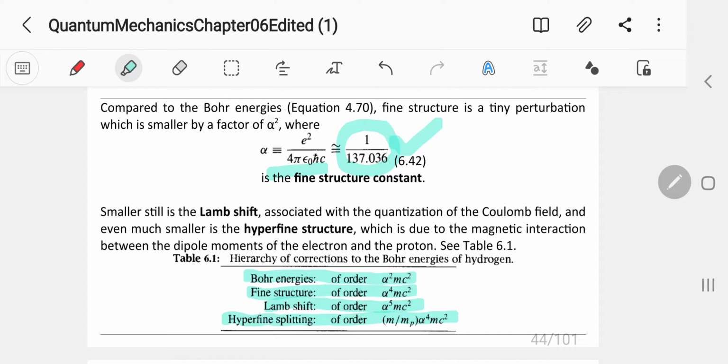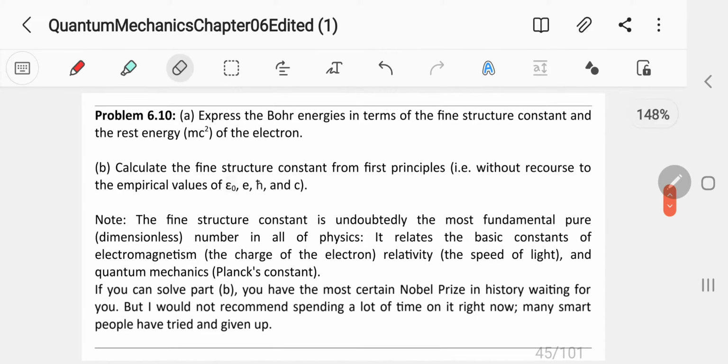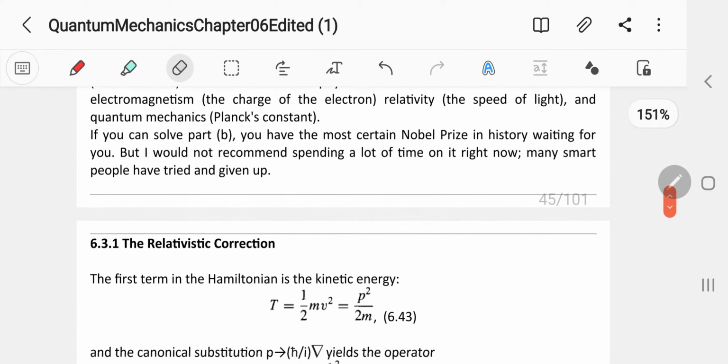By the way, m over mp would just be the ratio of the mass of the electron and proton. By the way, the Lamb shift is associated with the quantization of the Coulomb field, and the hyperfine structure is due to the magnetic interaction between the dipole moments of the electron and proton. So you can also solve this problem later on if you have time.